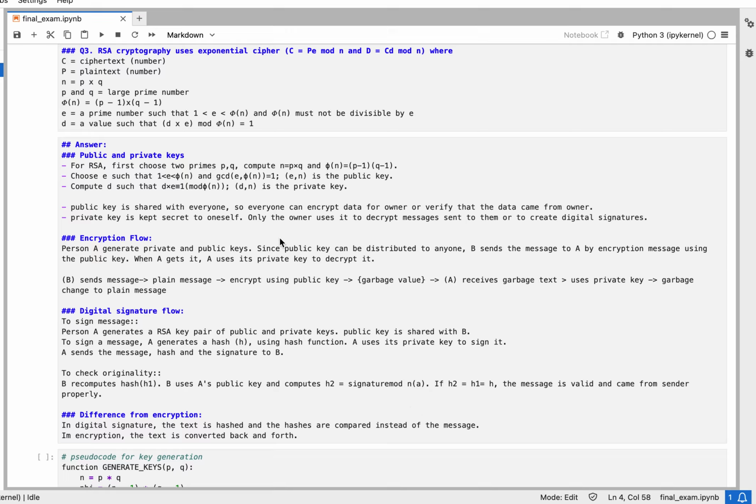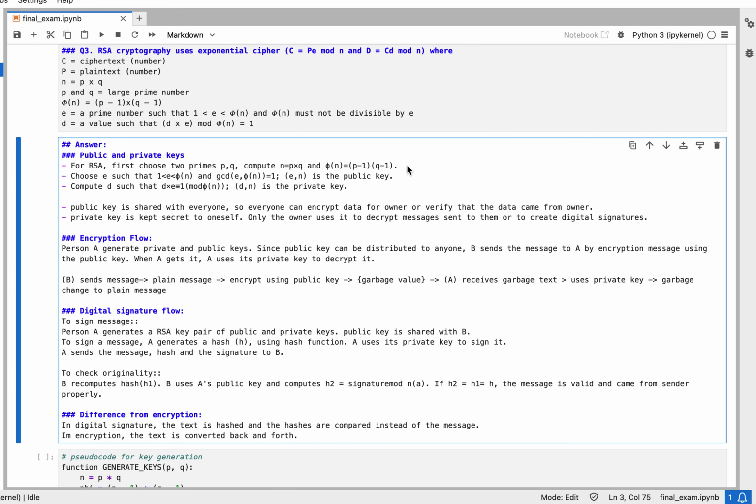So we choose two prime numbers p and q. And we compute n equals p times q, and theta n equals (p minus 1) times (q minus 1). Then we choose an exponent e that is co-prime with theta n, and compute d such that d times e equals 1 modulo theta n.